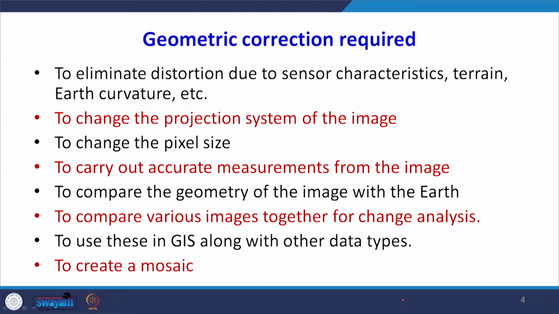Then there could be distortion present because of the projection system. We are projecting the three-dimensional earth on a two-dimensional image, so we have to select a projection system so that we can maintain either the distance, the area, or the shape of the different objects. We may also change the pixel size. This is important. When we are changing the pixel size, the correction has to be applied from one pixel size to another, as we are doing in the resampling process.